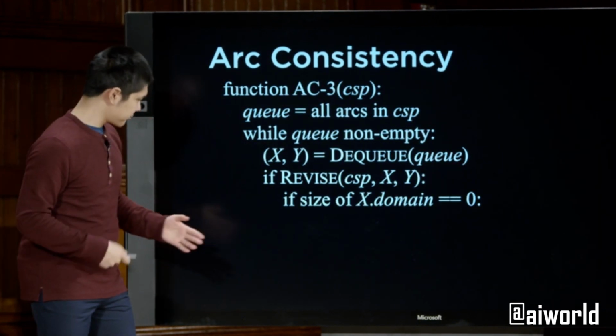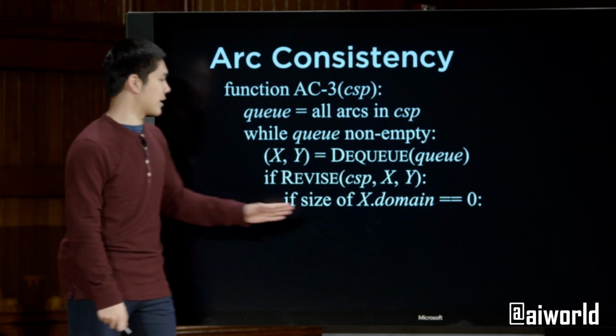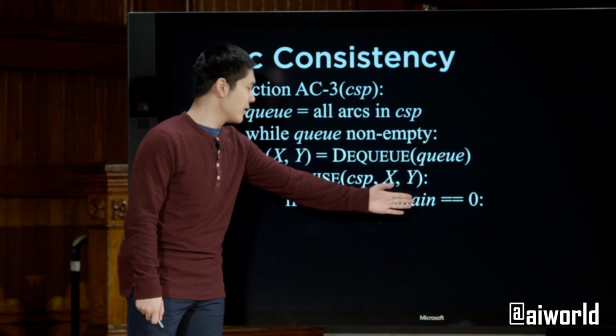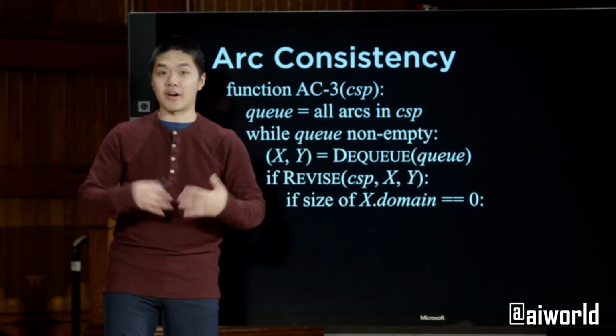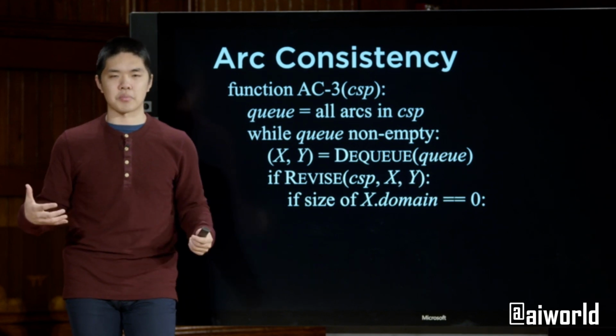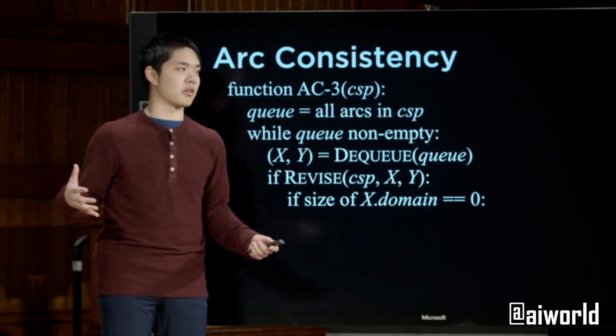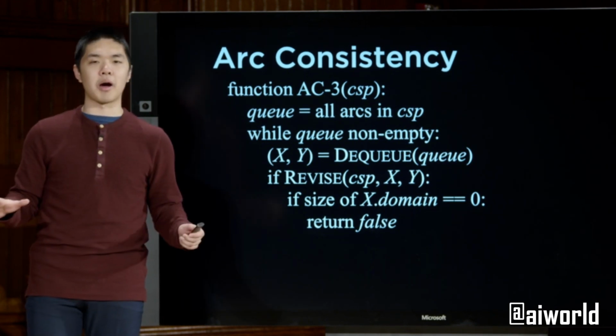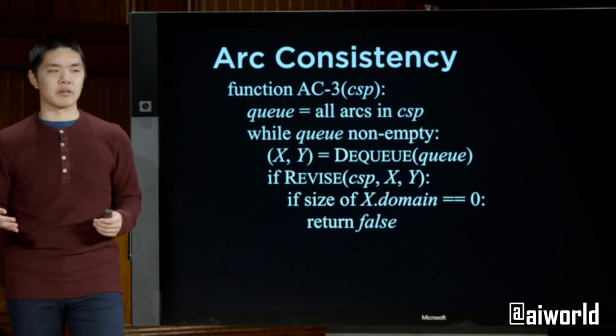How do we do that? Well, first thing we want to check is to make sure that x's domain is not 0. If x's domain is 0, that means there are no available options for x at all. And that means that there's no way you can solve the constraint satisfaction problem. If we've removed everything from x's domain, we'll go ahead and just return false here to indicate there's no way to solve the problem because there's nothing left in x's domain.